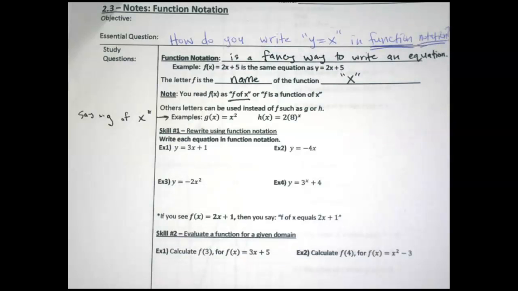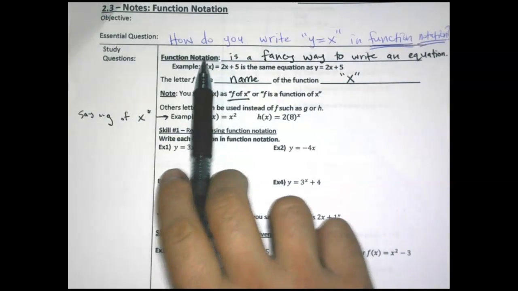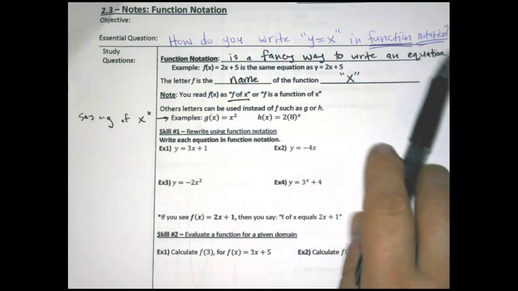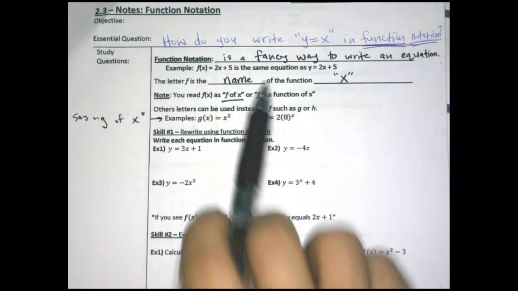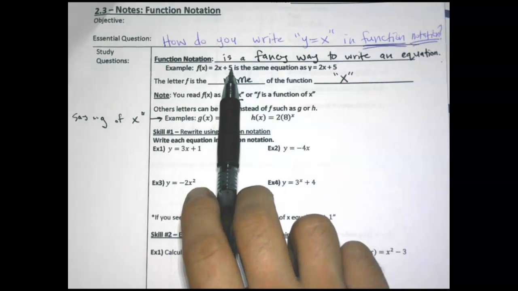Hey guys, so you see the title here, function notation. In the last lesson we were talking about functions and how to look at the inputs and outputs in order to tell if a relation is a function. Now this is doing a few things, but one of the main things is just being comfortable with using function notation. So my essential question here: how do you write y equals x in function notation? That's definitely something you'd want to know by the end of this lesson, and a few more things.